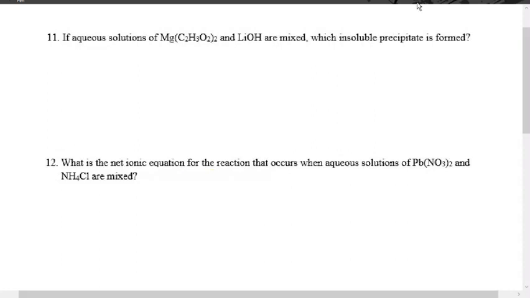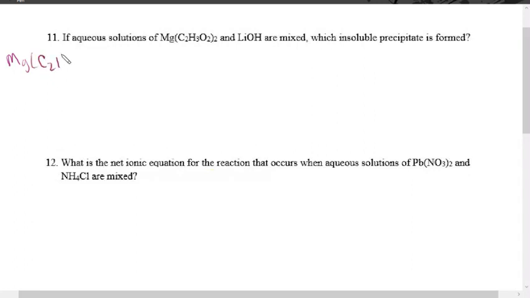All right, so here we go. Question number 11. If aqueous solutions of magnesium acetate and lithium hydroxide are mixed, what insoluble precipitate is formed? All right, so let's start writing an equation.